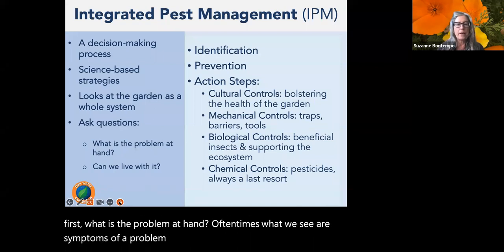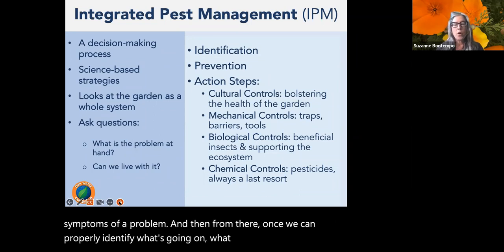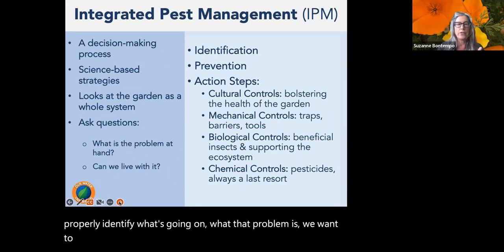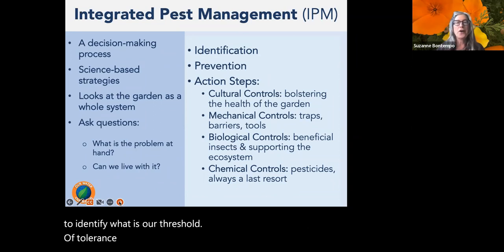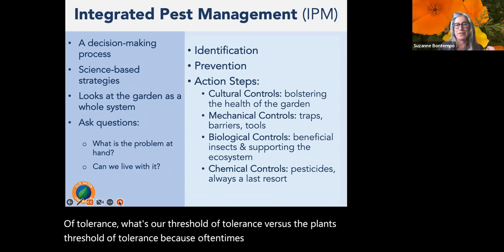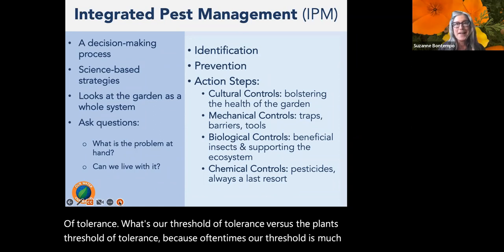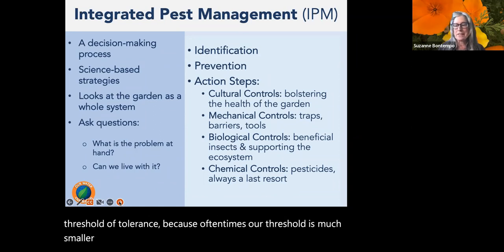And then from there, once we can properly identify what's going on, what that problem is, we want to identify what is our threshold of tolerance. What's our threshold of tolerance versus the plant's threshold of tolerance? Because oftentimes our threshold is much smaller. Plants are designed to really actually adapt and really handle some chewing by pests, which isn't a problem.